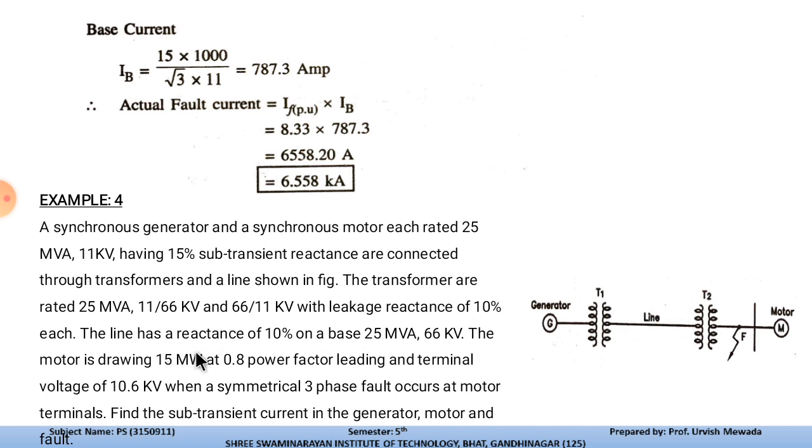The line has a reactance of 10% on the base of 25 MVA, 66 kV, as shown here. The motor is drawing 15 megawatt at 0.8 power factor leading, and the terminal voltage is 10.6 kV when a symmetrical three-phase fault occurs at the motor terminal. Find the sub-transient current in the generator, motor and at the fault point. So let us solve this.